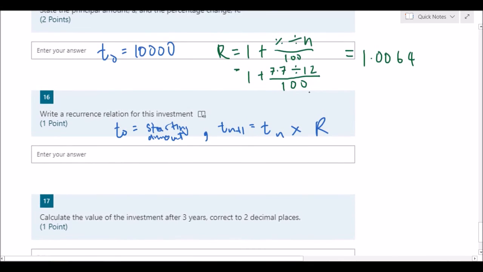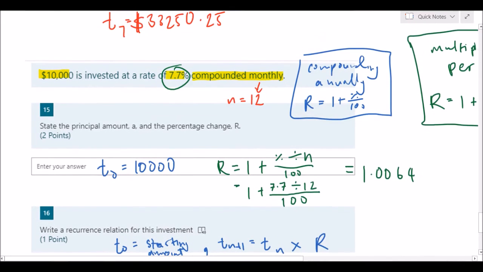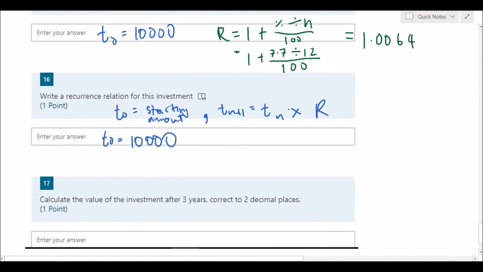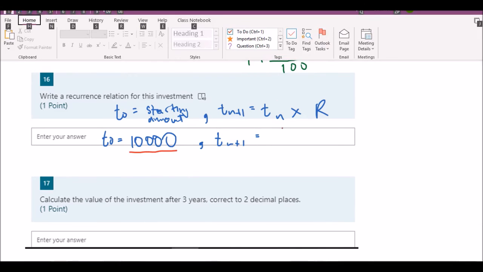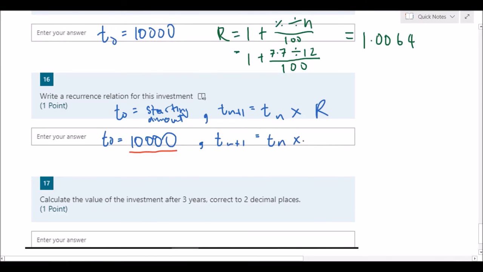Alright, so in this case, let's work it out. T0, that's pretty easy. The starting amount, or the principal, is equal to $10,000, because that's how much you started with, reading the question. And then Tn plus 1, so I'm just going to underline that so you know that's where you got to change. Tn times the common ratio of 1.0064. There's my recurrence relation.